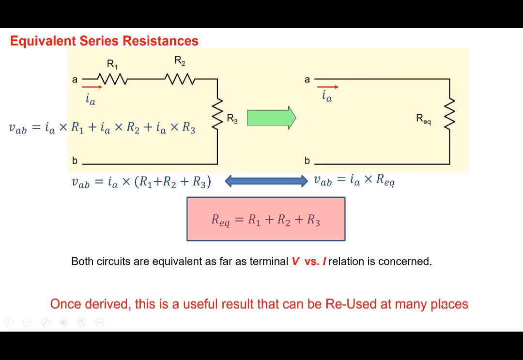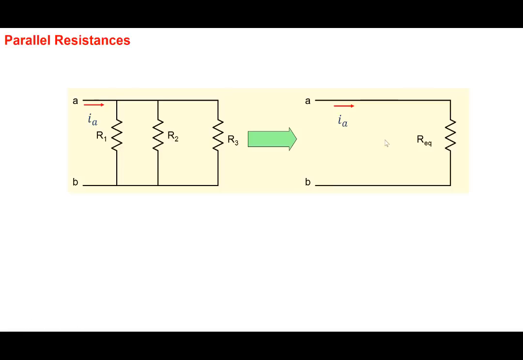So that's what we are talking about. Don't analyze circuits from scratch. Reuse certain results at places where you find that you can apply them. Well, the other one you're all familiar with. If I have 3 resistors in parallel, again, the same process, I can replace it by 1 single resistor here. 1 over R equivalent is 1 over R1 plus 1 over R2 plus 1 over R3.